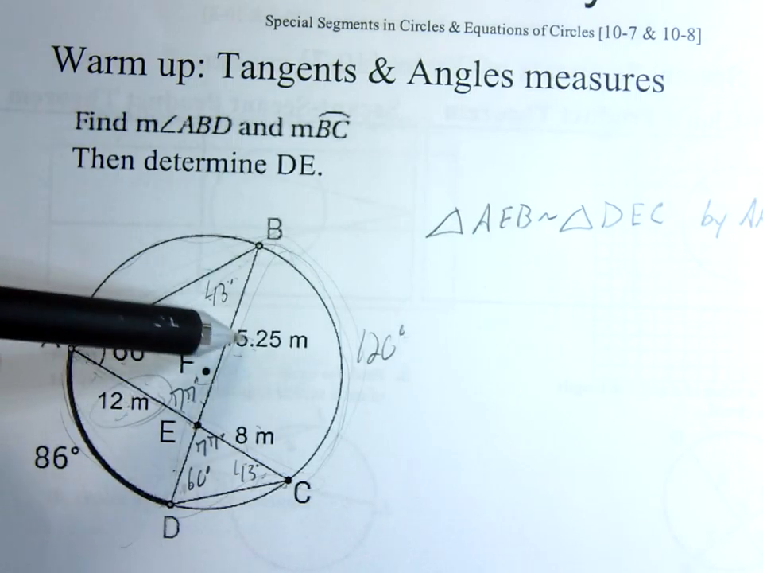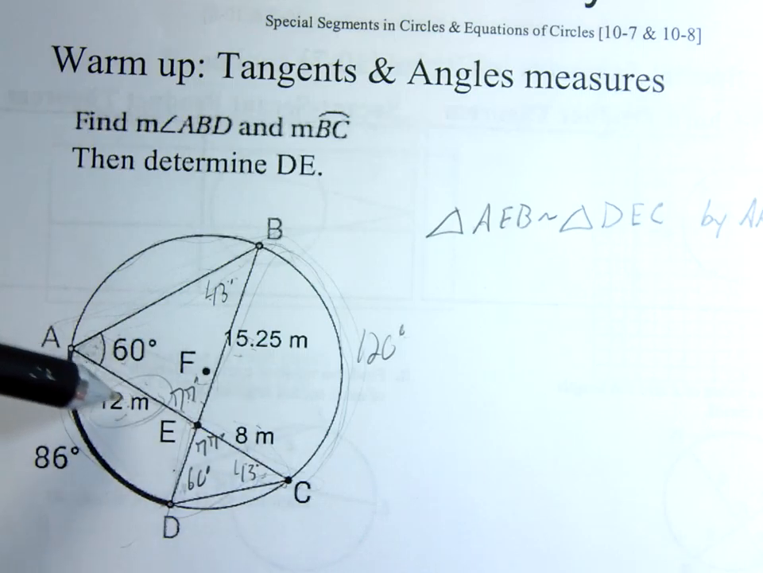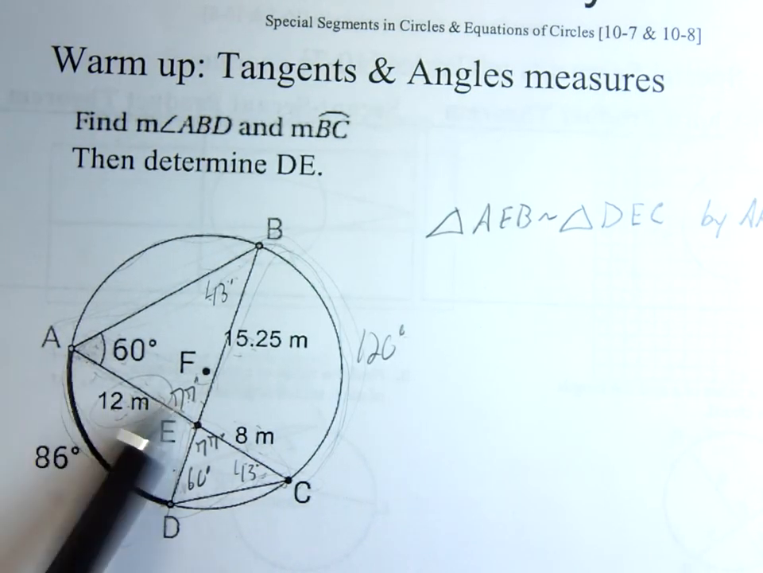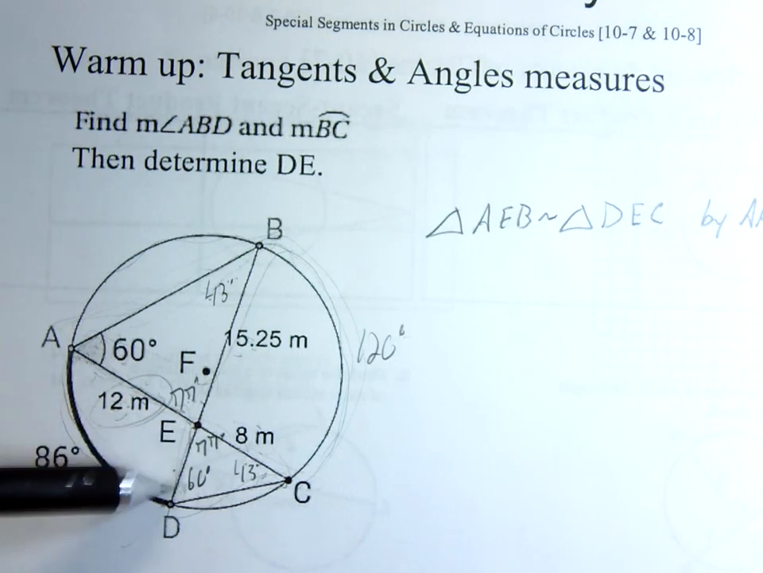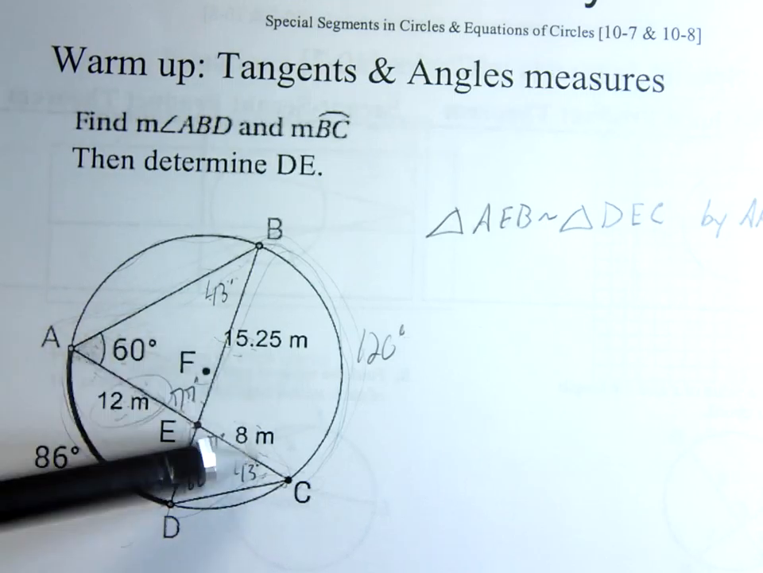12 compares to 15.25 the same way that DE compares to 8. You have to be careful because some people are trying to get 12 and 8 to compare to each other directly. They don't, because look where 12 is. It's the included side between the 60 and 77 angles. Well, 60 and 77 are this side on the other triangle. So these two correspond to each other, and these two correspond to each other.